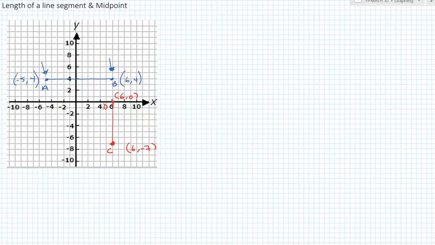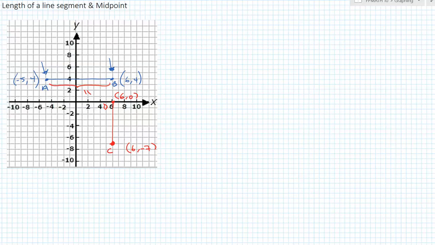So this is -5. So the horizontal, there's no vertical, so from here to here, you just count how many that is. So from -5, you're going all the way to 6. So this distance right here, there's 11 units. So basically, simple as that. Now, there is a formula that you can use to get that, but that's basically it.